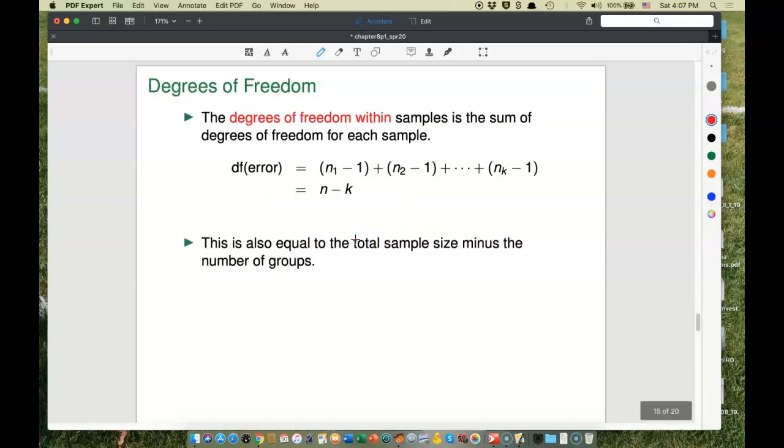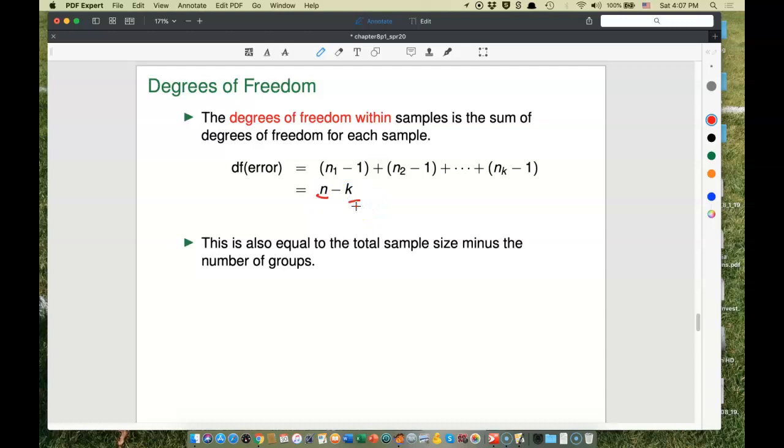All right, then on the degrees of freedom front, we're just going to add up the degrees of freedom for each group. So the degrees of freedom within each sample is the sum of the degrees of freedom for each sample. So we've seen the n-1 degrees of freedom idea in the one sample t interval and hypothesis test. And so it comes up again here. We're just going to add up the degrees of freedom. And so it turns out that's a good way to deal with them. And we get n minus k overall. So you can think of that as the total sample size minus the number of groups, right? Because n is the total sample size, k groups.